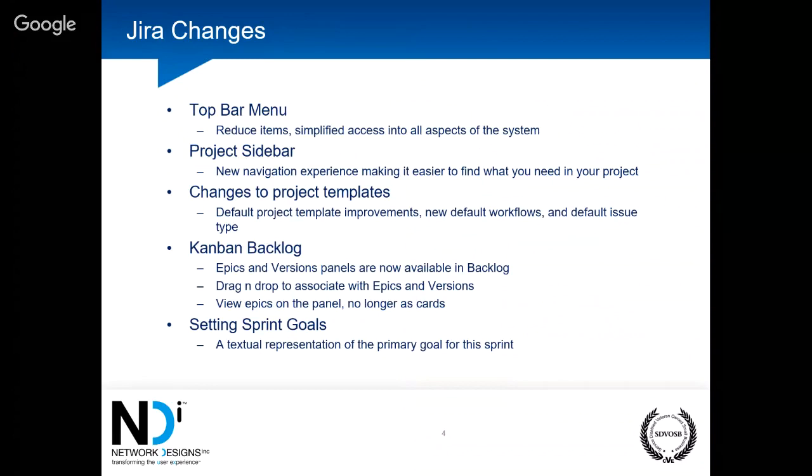So the epics panel is no longer viewed as cards, it's now viewed as a list, which makes it look just like the versions panel and the sprints panel, which is a good thing.